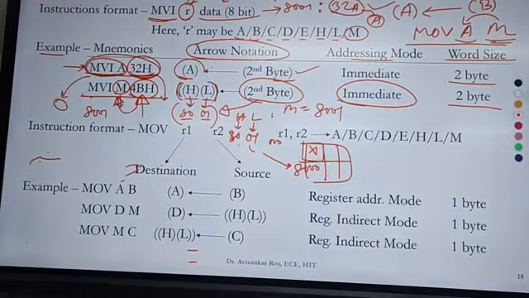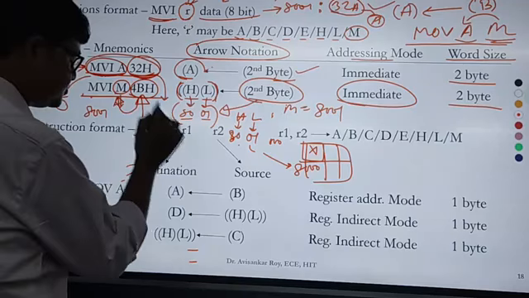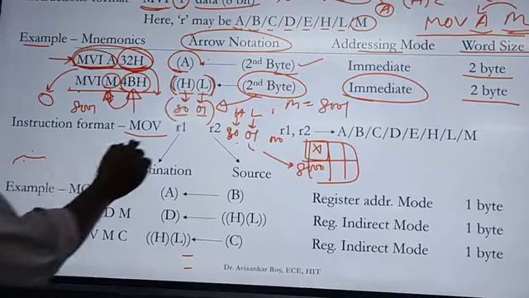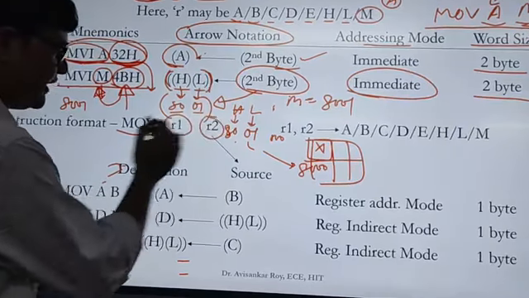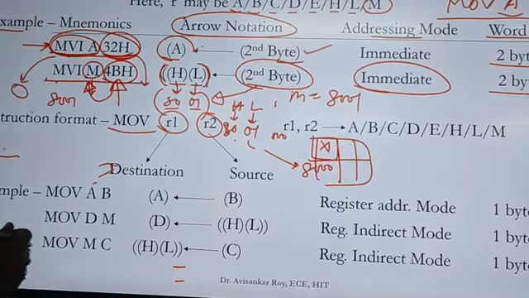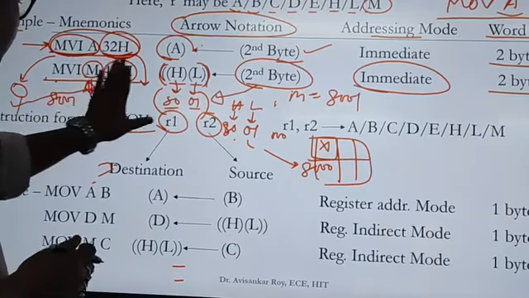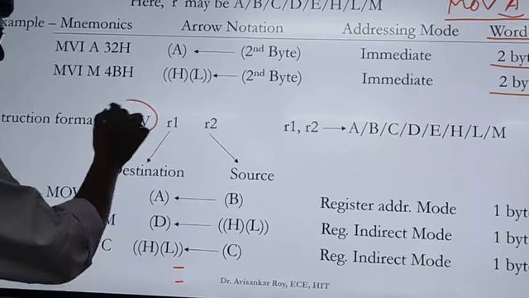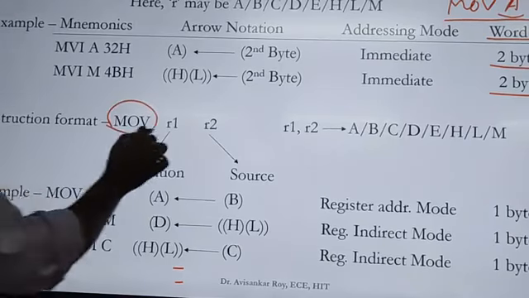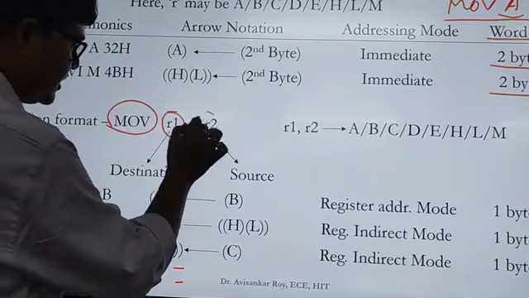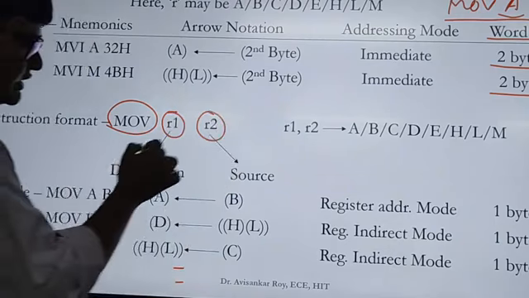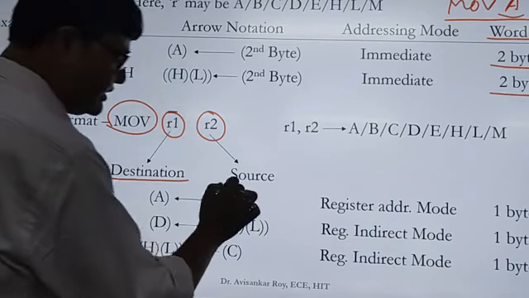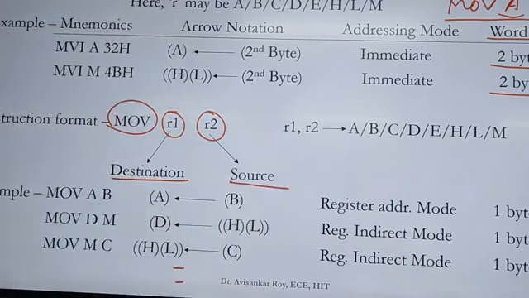Next, another instruction is MOV. The opcode, the operation code, is MOV, and R1 and R2 are the operands. Here the first operand defines the destination, and the next is the source register.